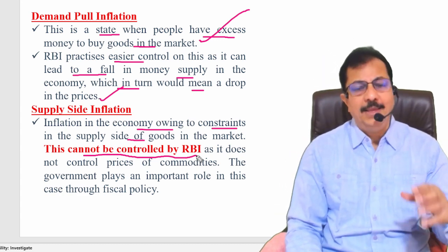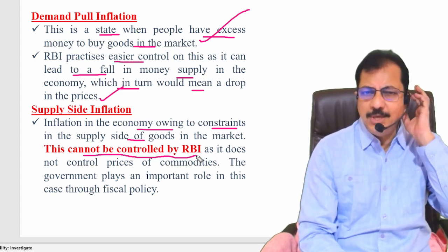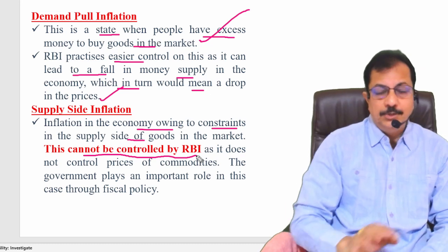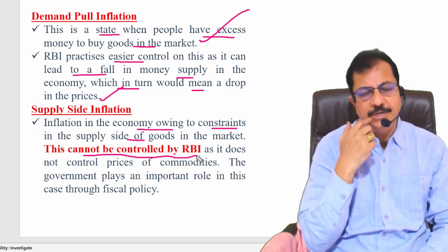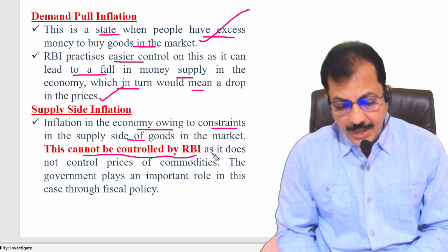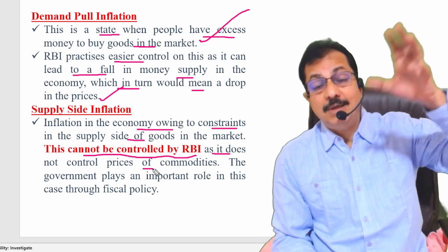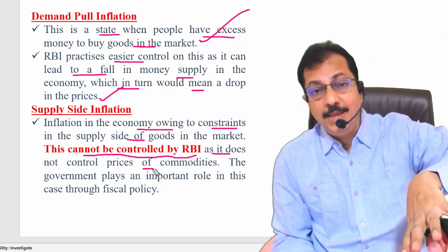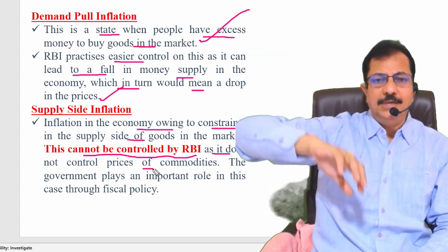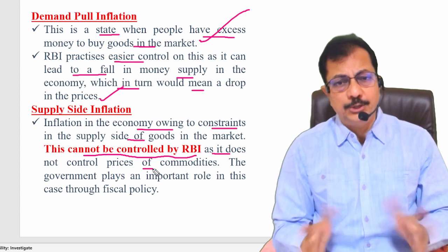If there is no supply, RBI will not enter into the market and give concessions to the industries. That will be given by the government. So RBI cannot step in with respect to supply side inflation, as it does not control the price of the commodities. Prices of the commodities must be controlled by the government. That is the reason why, when onion prices have increased, the government will impose a restriction: no exports.